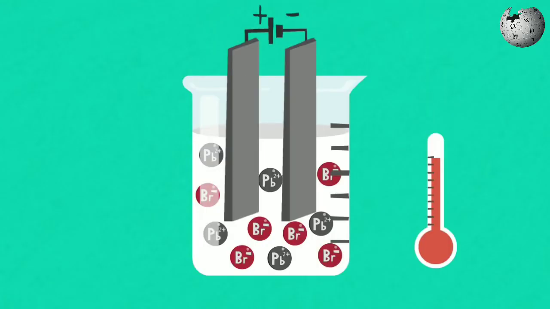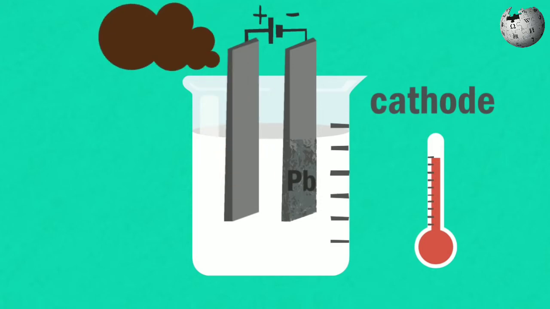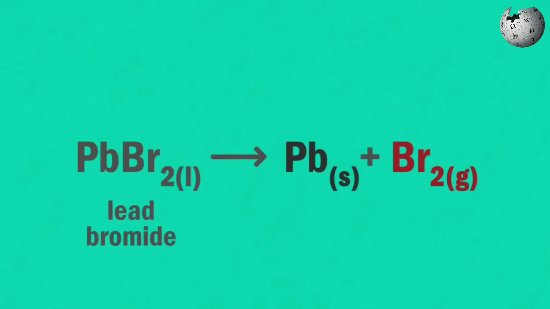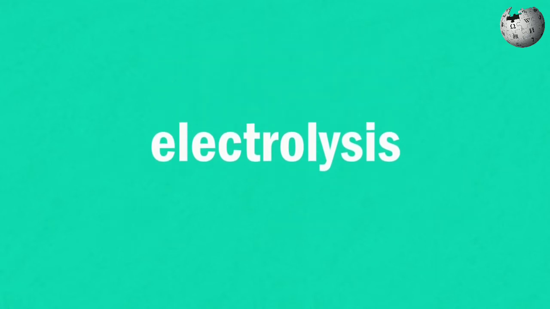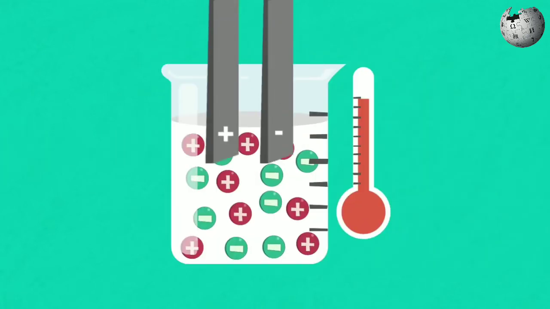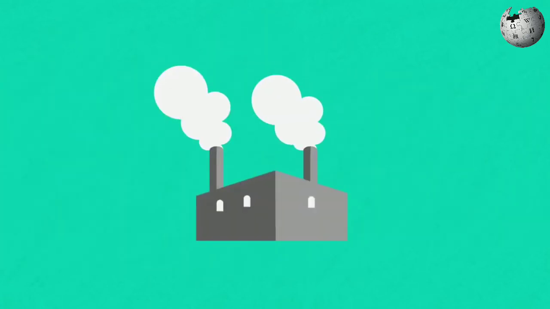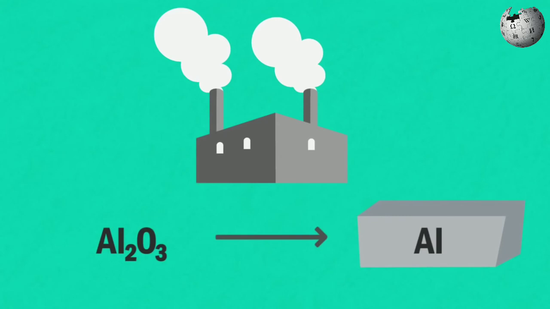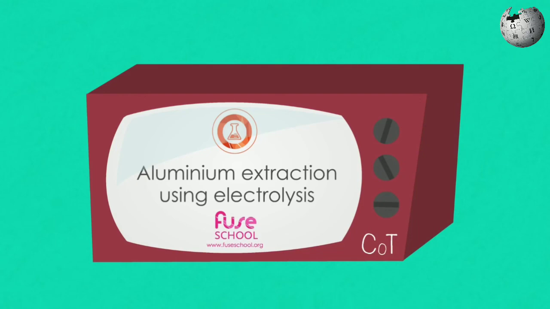Now, if you were to do this in a laboratory, you'd see silvery lead forming on the cathode and a brown gas being given off at the anode. This is bromine. The lead bromide has been decomposed into lead and bromine by electrolysis. So remember, electrolysis will cause any molten ionic compound to decompose into its elements. And the process is actually quite useful and is used a lot in industrial processes. One such example is the industrial extraction of aluminium from aluminium oxide, and it's explained in more detail in our lesson Aluminium Extraction using Electrolysis.